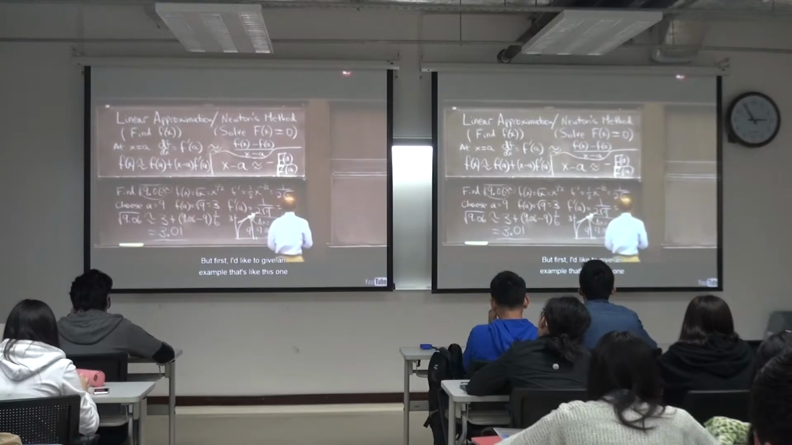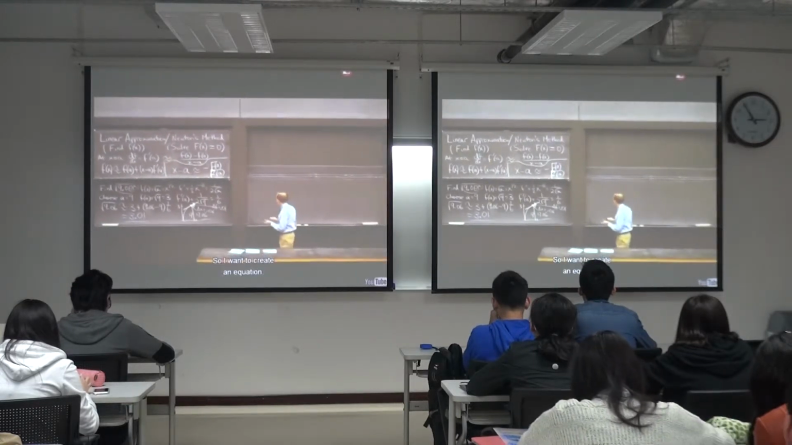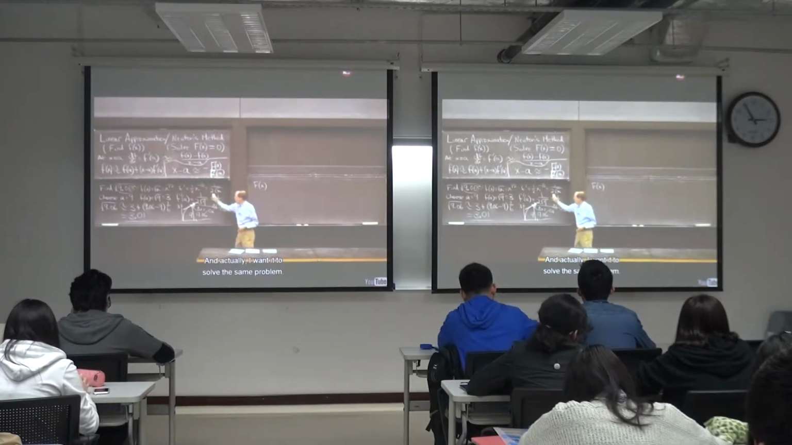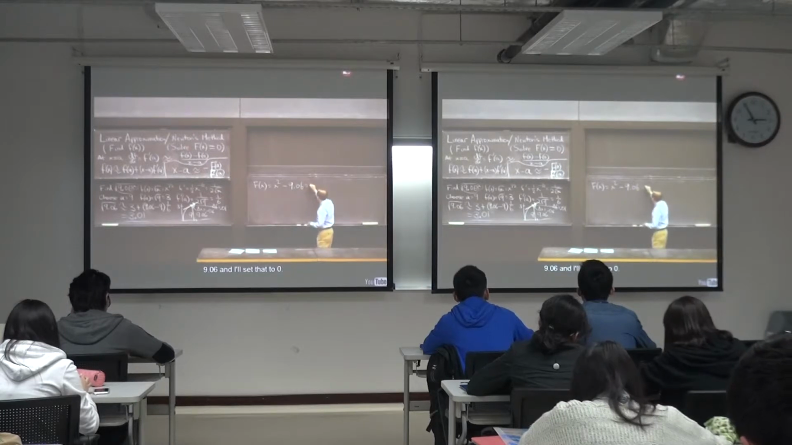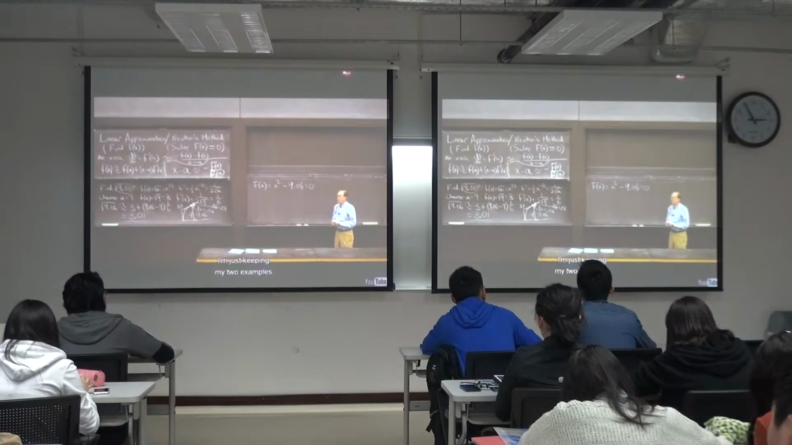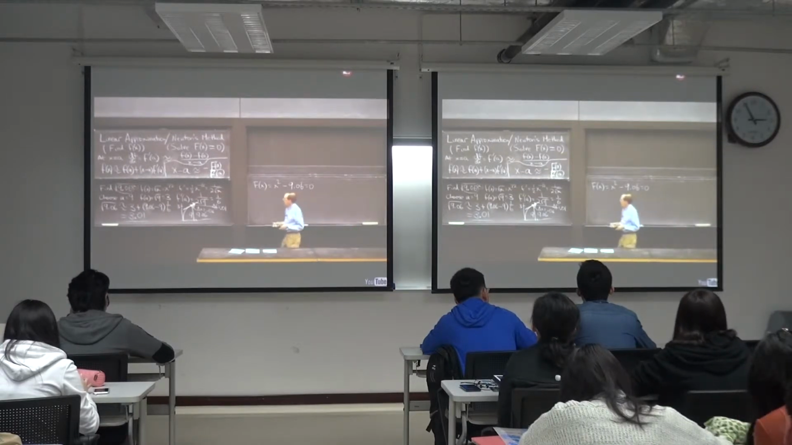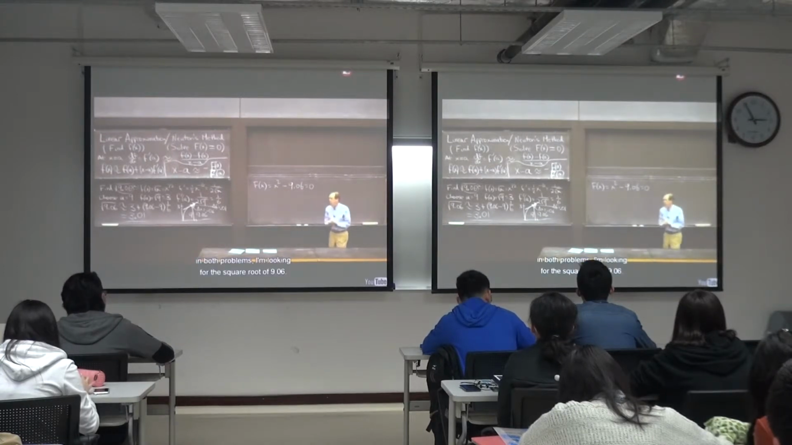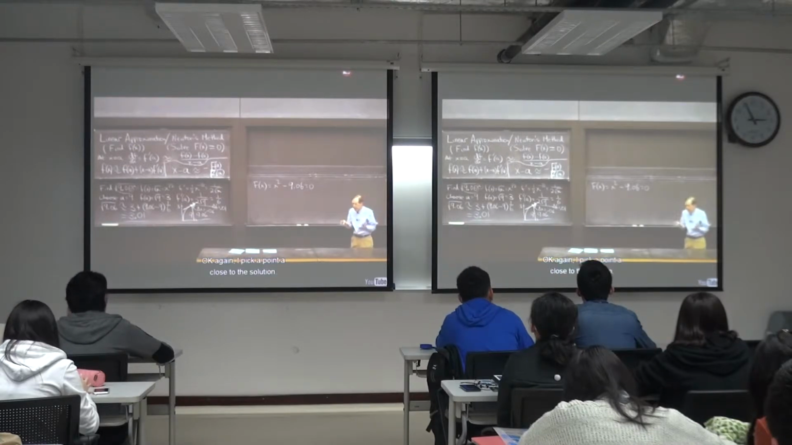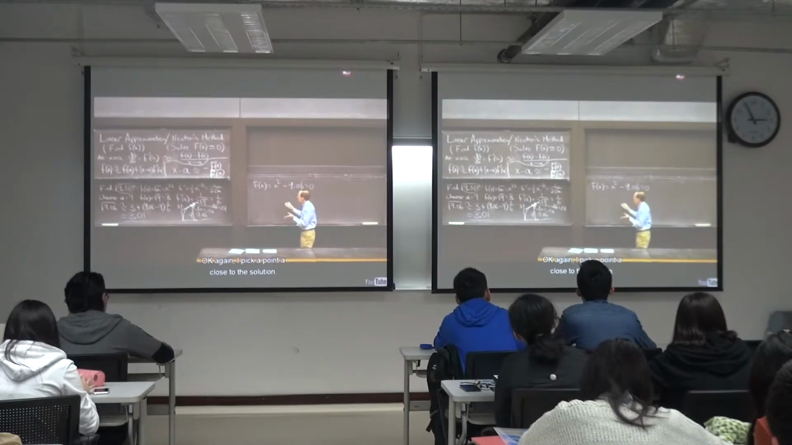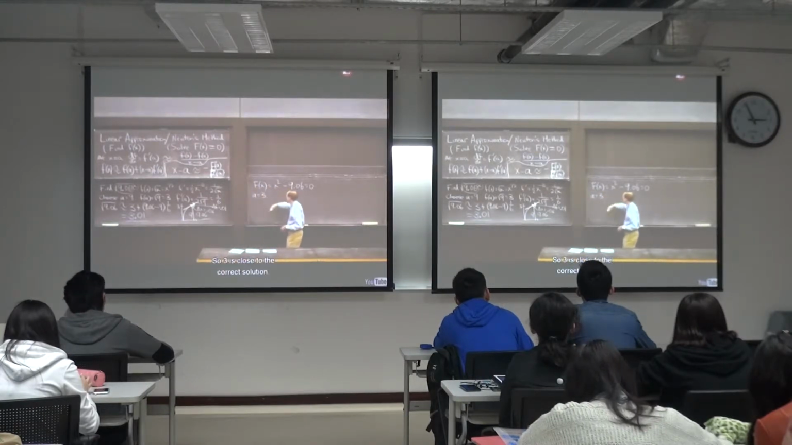But first, I'd like to give an example that's like this one of Newton's method. May I change now to Newton's method? So I want to create an equation, and actually I want it to solve the same problem. So I'm going to take my function to be x squared minus 9.06, and I'll set that to 0. I'm just keeping my two examples close, because in both problems I'm looking for the square root of 9.06. Of course, that's the solution to this equation. Again, I pick a point A close to the solution, and again, I'm going to take A to be 3.